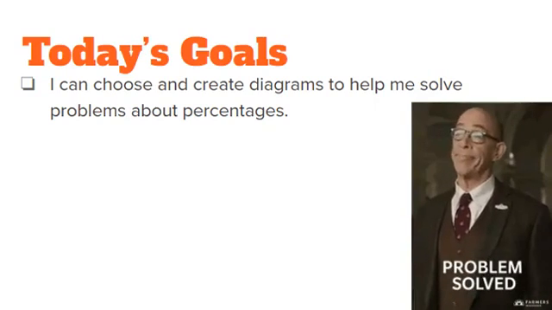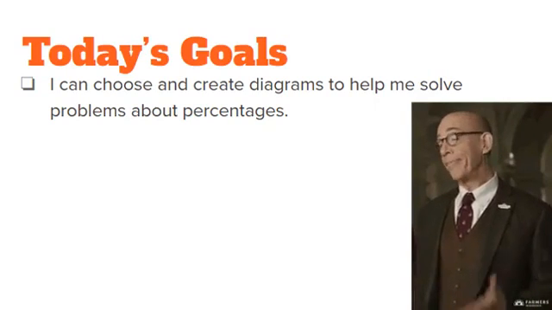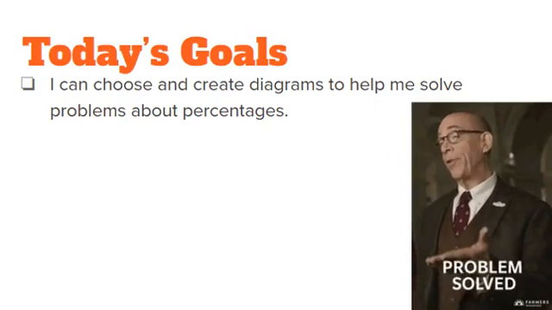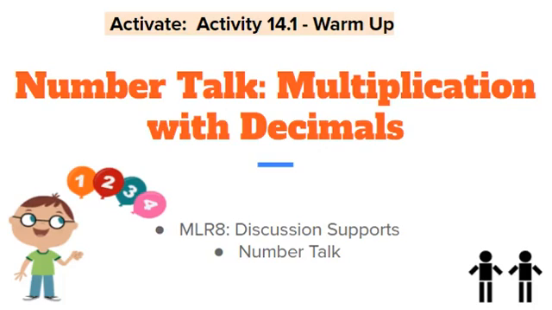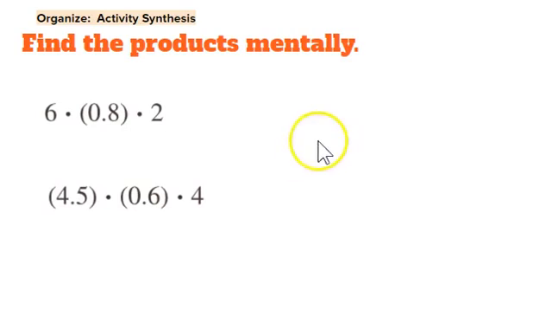So once you have today's date, your I can statement, and your page number, then you are ready to go on. We're going to do a quick number talk about multiplication with decimals. Okay, so I want you to try and figure these out in your head. We have 6 times 8/10 times 2.